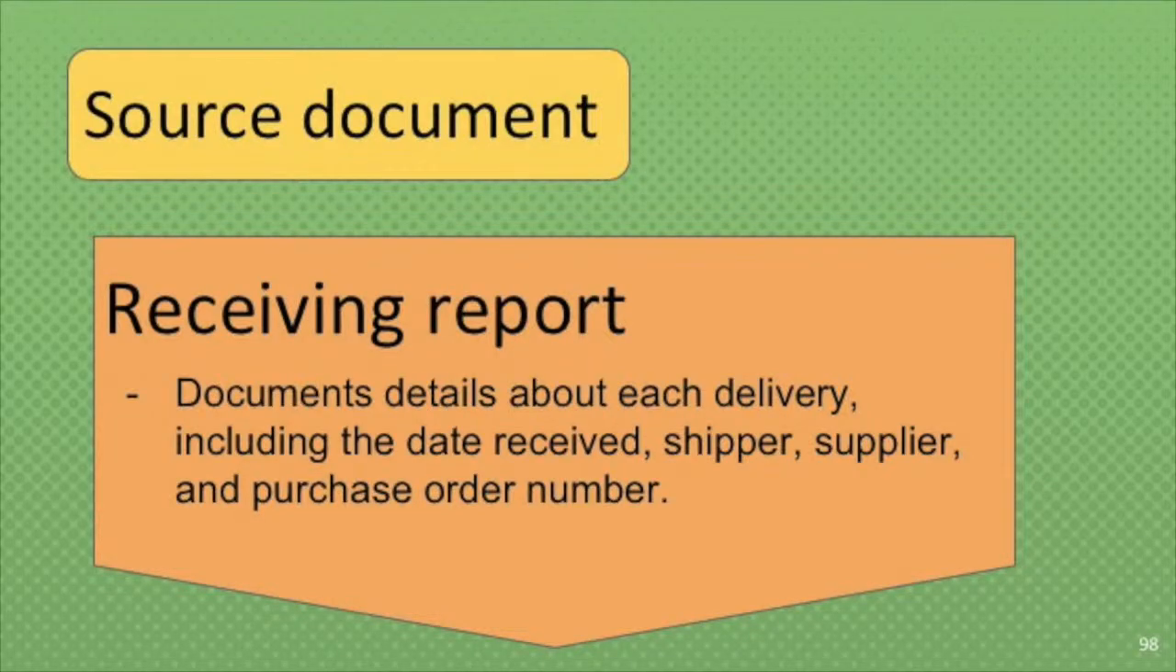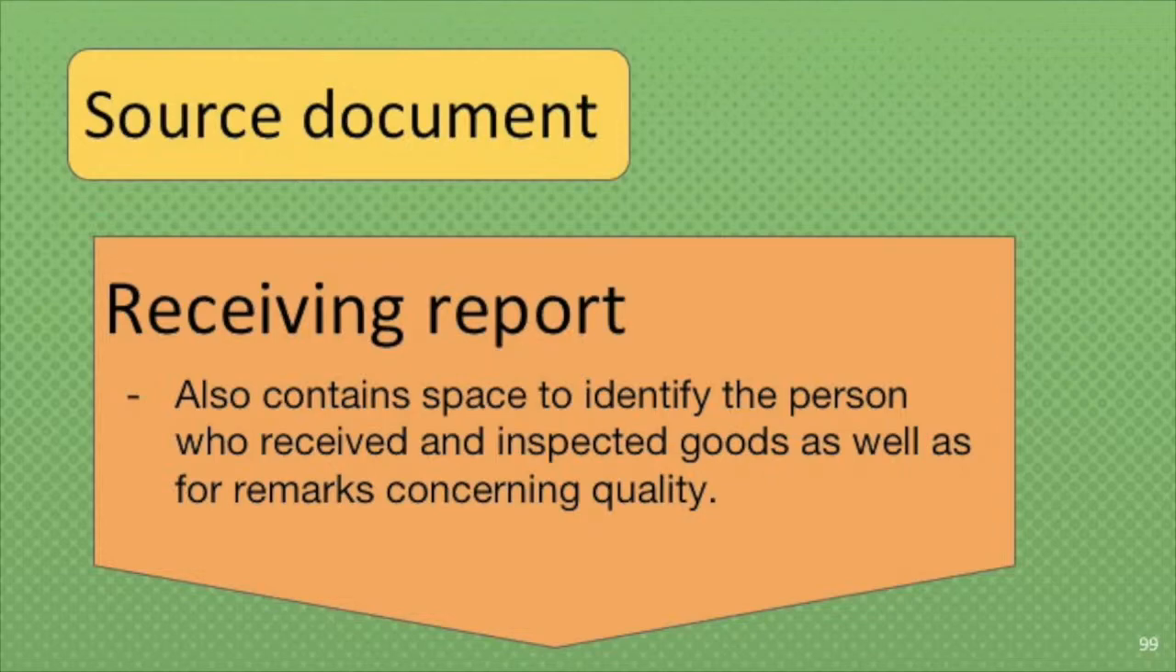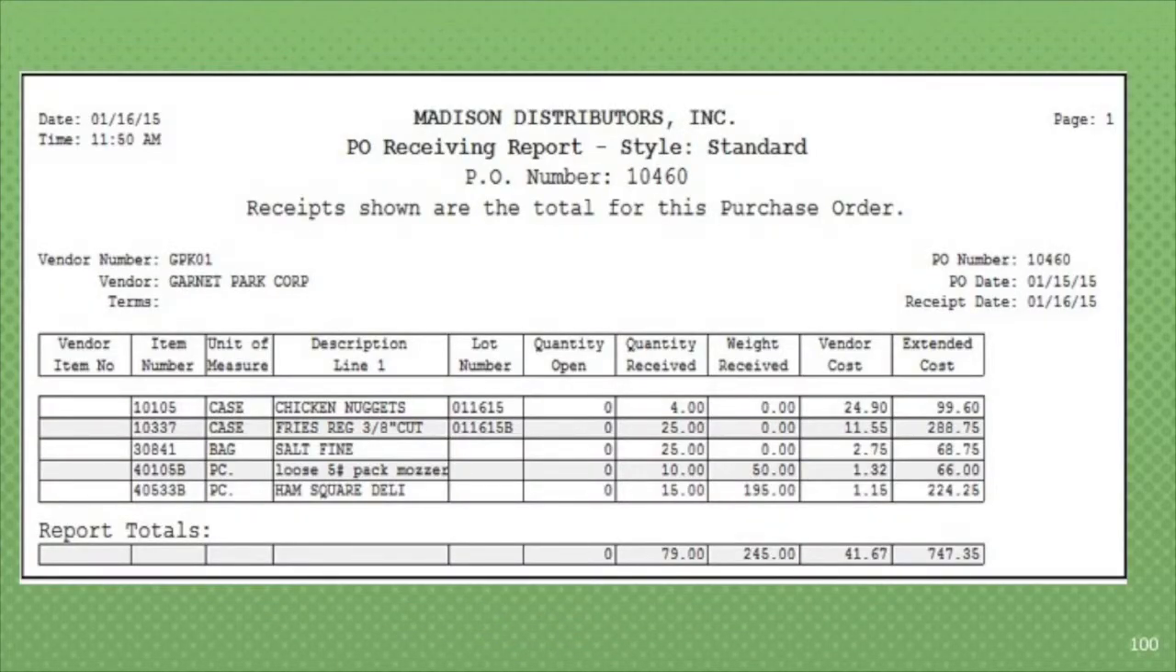What is a receiving report? It is a document that has details about each delivery, including the date received, shipper, supplier, and purchase order number. The receiving report also contains a space to identify the person who received and inspected the goods, as well as for remarks concerning quality. Here is an example of a receiving report, where it shows the date received, the shipper, the supplier, purchase order number, purchase order quantity, and other details that are crucial to ensure the number and amount of inventory received.